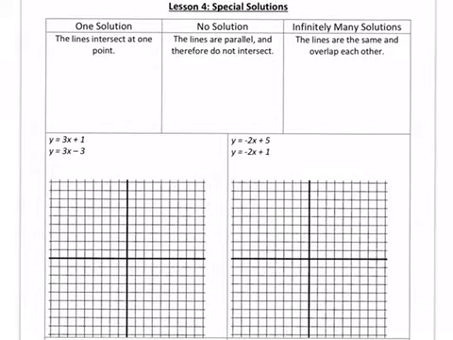Today we're going to learn about different kinds of answers we might get for our systems of linear equations. So in the past, we've been working with just getting one solution for our answers, and a one solution answer is when the lines intersect at one point. So this is what we've been working with. It's when you're graphing a system, which is two or more linear equations.